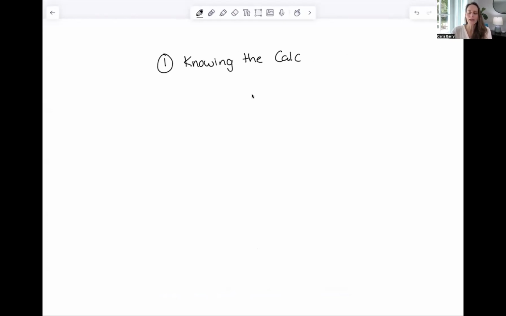Okay, so just knowing the calculator, or your calculator. That's the first part. And that can feel like the biggest mountain to overcome initially, is just knowing the graphing calculator, knowing everything that it can do. And that's going to be a big part of today's workshop, is just exposing all of you to what the graphing calculator can do for you.